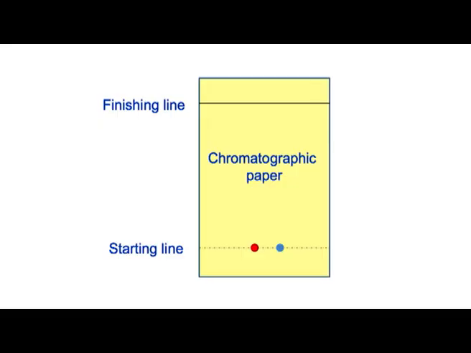The first step is the preparation of the paper, or the stationary phase. As we know, cut the paper into the desired shape or size according to the size of the chromatogram jar.